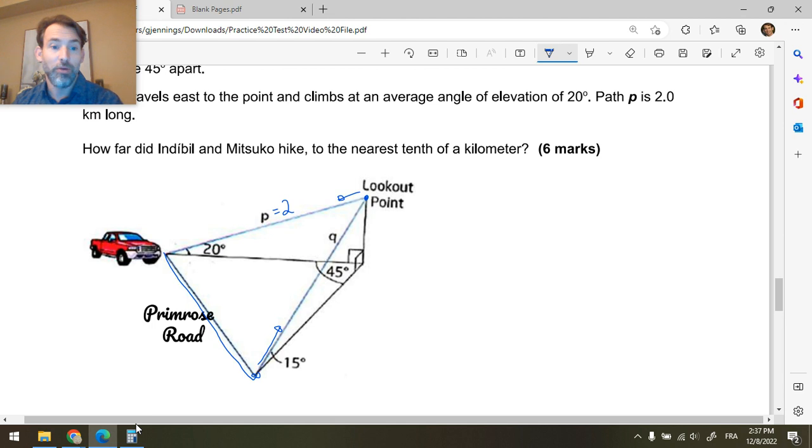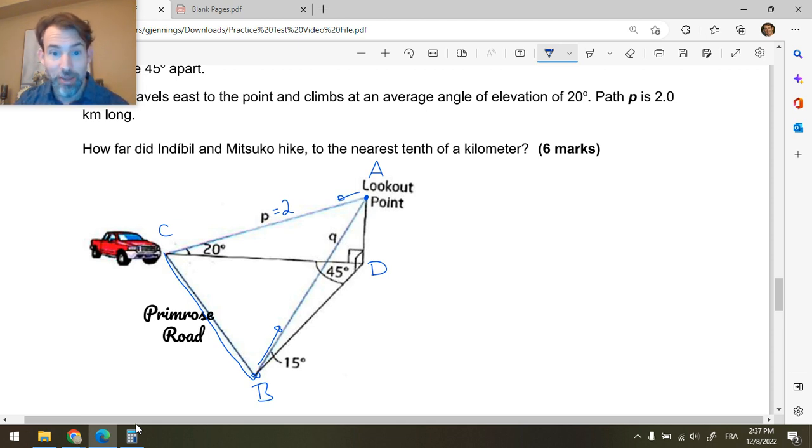And so let's label the corners. We'll call this C for car. I guess we could have gone T for truck. We'll call this B. We'll call the top of Lookout Point A. We'll call the bottom D. And then we've got all of our sides labeled. Okay. This angle here, this trail climbs at 20 degrees.